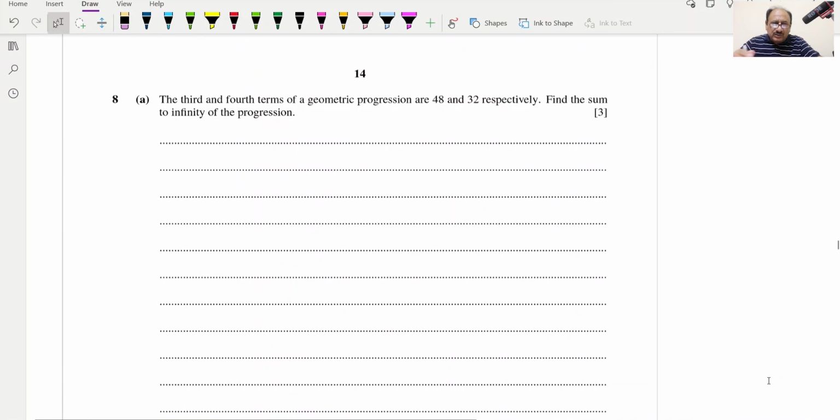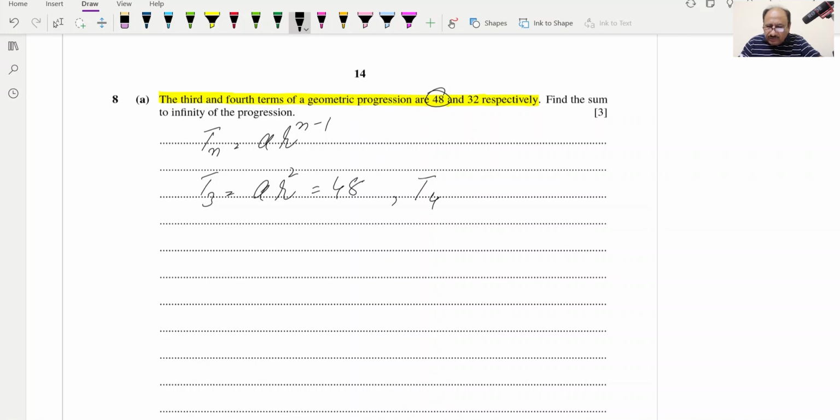Now question number 8. Question 8 says the third and fourth terms of the geometric progression are 48 and 32 respectively. So we can write Tn is equal to ar raised to the power n minus 1, using this formula. T3 is equal to 48, so ar squared, because ar^(n-1) with n as 3, so ar squared is equal to 48. And T4 we can also write as ar raised to the power 3, which is equal to 32.